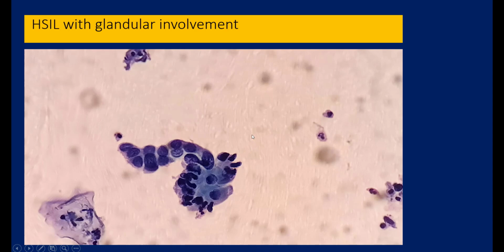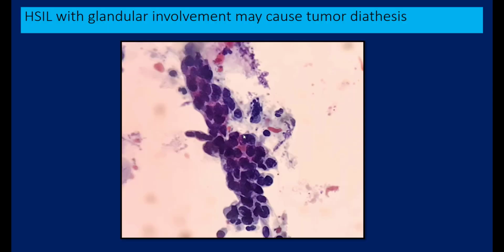But most of the time, things are not so clear. This is a very, very rare occurrence too. But if you find one of these in a smear where you are otherwise undecided, it definitely helps you with diagnosis. Right. Another thing to remember, which could be a pitfall, is that when HSIL involves glands, it might cause tumor diathesis, as a result of which you might mistakenly call it an invasive squamous cell carcinoma.